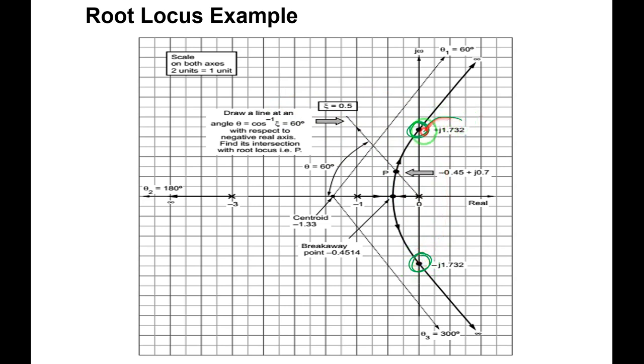So here it is plus j 1.732, here minus j 1.732. Where it intersects the imaginary axis is given by rule number 7. Rule number 7 tells whether the root locus will intersect with the imaginary axis and which points these are. How to find out these points, that is rule number 7.